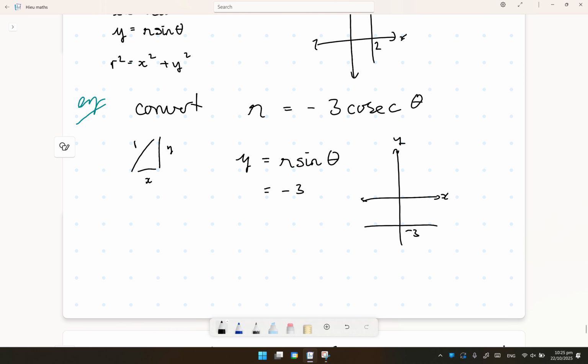If we wanted to convert r equals minus 3 cosec theta, then cosec is 1 over sine theta, and we know that y is equal to r sine theta, just from the triangle, right? Y, x, r. So if theta is here, we know that x is going to be r cos theta, and y is going to be r sine theta. So we put r in: r equals minus 3 times 1 over sine theta, multiplied by sine theta. The sine thetas cancel out. It's just y equals minus 3.